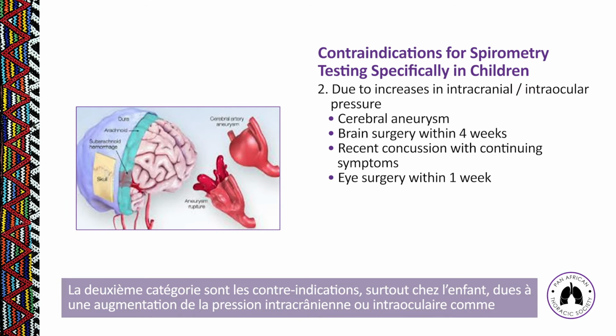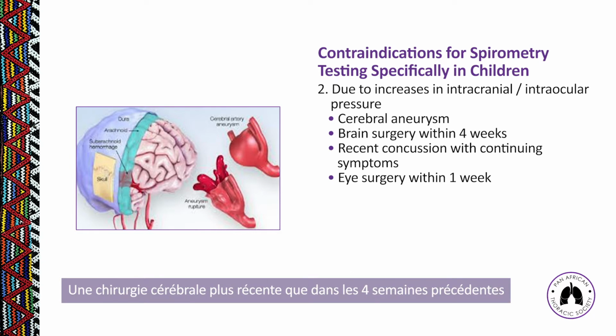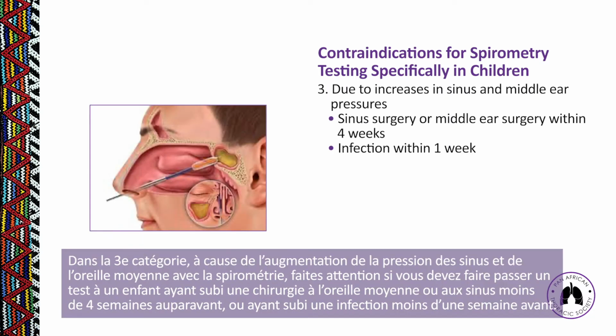In the second category, contraindications for children due to increases in intracranial and intraocular pressure would be things like children who have had a cerebral aneurysm or brain surgery within 4 weeks, or any recent concussion with continuing symptoms, or any eye surgery within 1 week. In the third category, due to the problems that arise with increase in sinus and middle ear pressures with spirometry, just be careful of testing children who have had sinus surgery or middle ear surgery within 4 weeks, or they've had an infection within 1 week.